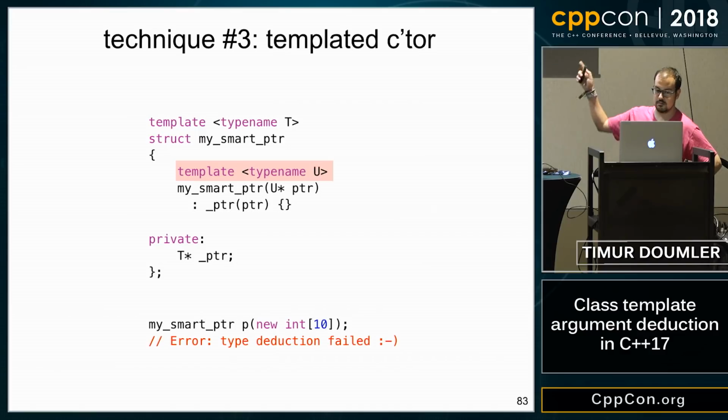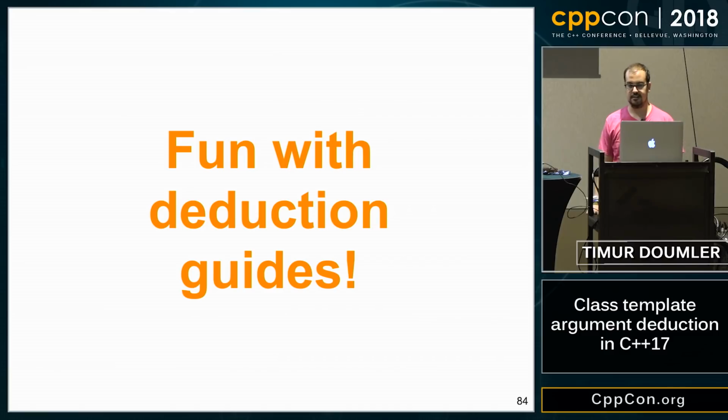I don't know that u and t are related. And the fact that t is constructed from u later inside, CTAD is not going to know anything about that. It's not going to look inside there. So again, CTAD will fail. So these are ways you can make sure that CTAD actually doesn't do what it normally does. Does anyone have questions about this section? No? Cool. Let's have some more fun with deduction guides.